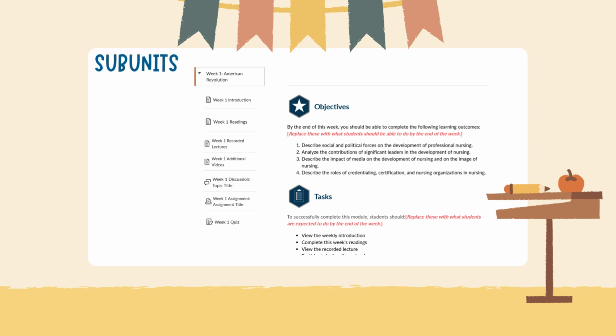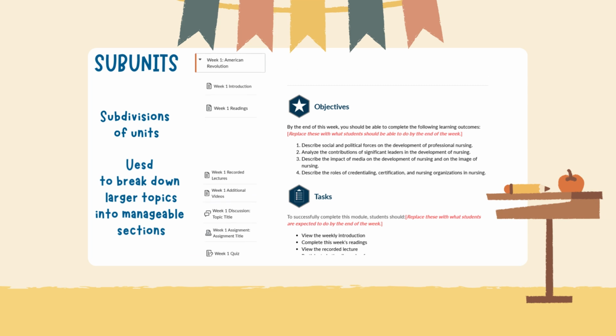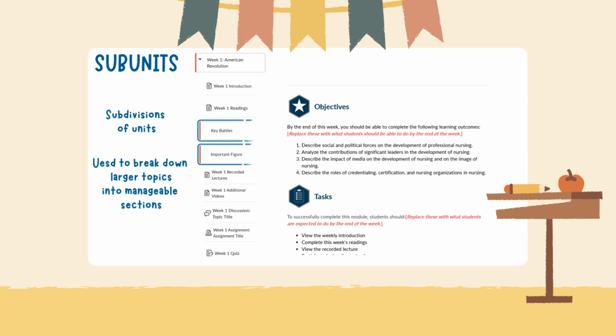Next, we have subunits. Subunits are subdivisions of units and are used to break down larger topics into more manageable sections. For instance, within the American Revolution unit, you might create subunits for key battles and important figures.